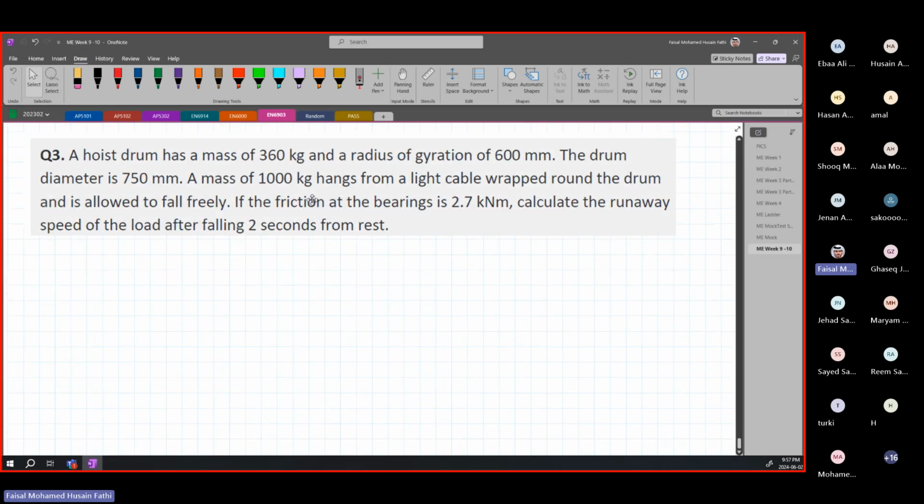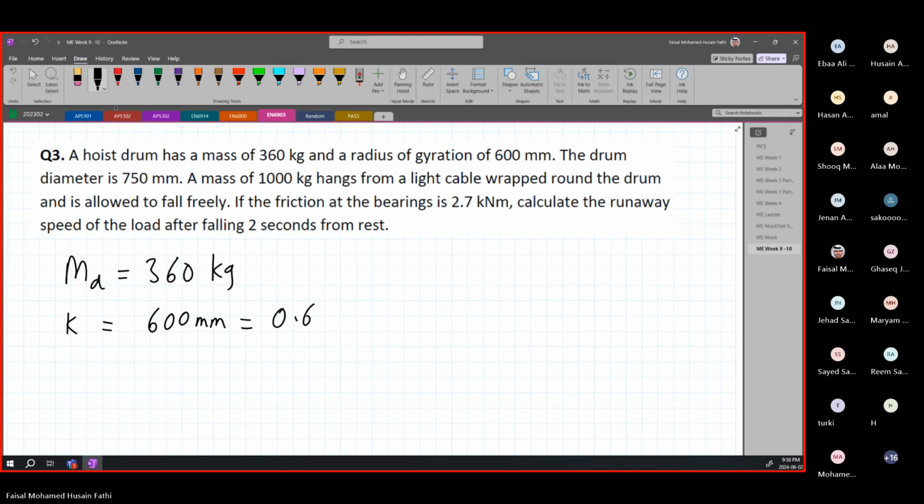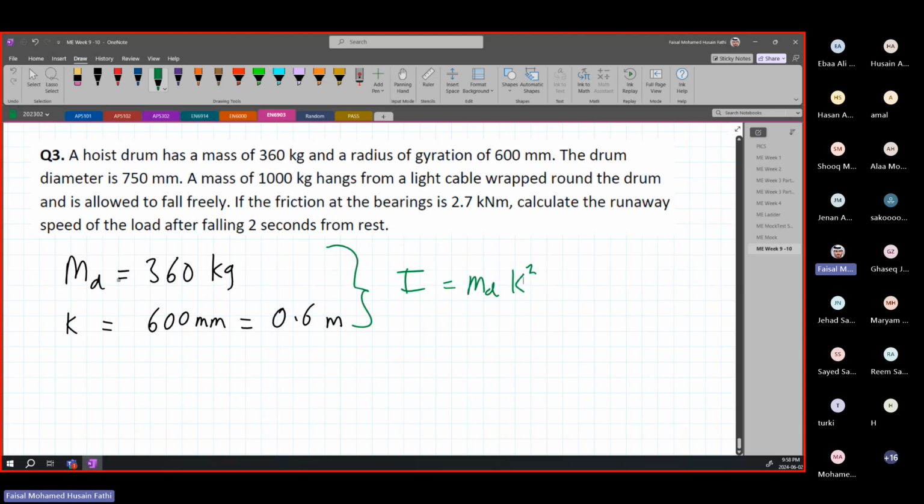So a hoist drum has a mass of 360 kilograms. The mass of the drum is 360 kilograms. Radius of gyration K is equal to 600 millimeters, or in other words, 0.6 meters. Remember that these two values will give you your I, which is equal to mK squared. That is the only reason you would use these two values: the mass of the drum and the radius of gyration.